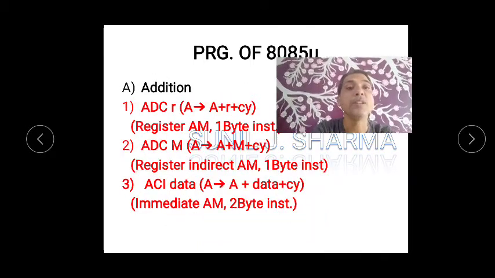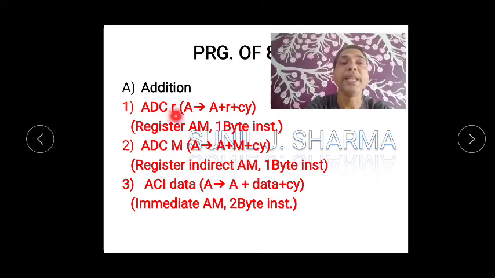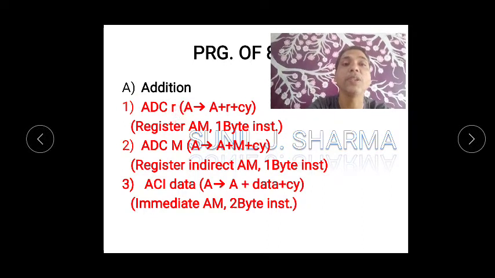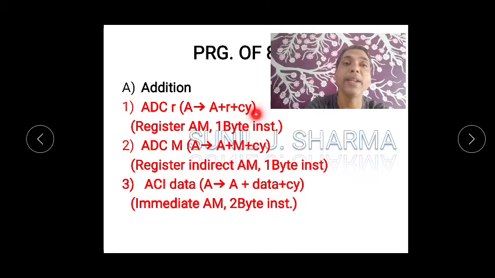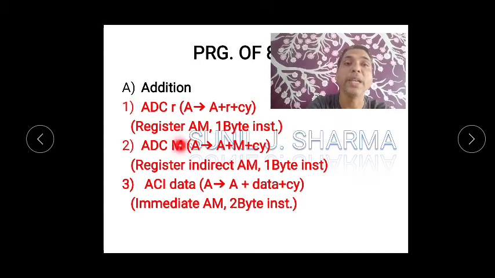Now let's see some other format of addition. Can you see ADC? Now what is the difference here? A is equal to A plus R plus carry. C indicates carry. Suppose the carry is generated in the previous instruction and you want to add that carry, that can be done. This also belongs to register addressing mode. This is 1 byte. ADC M.